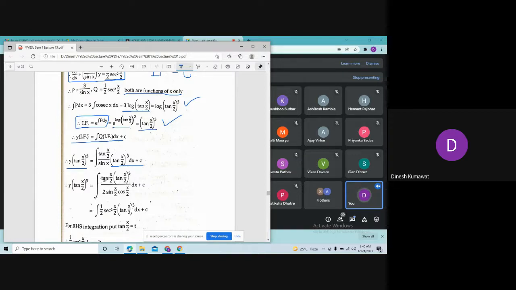See, I can write tan x by 2 upon cos x by 2. So one sin x by 2 gets cancelled. So we are left with 1 upon 2 cos square x by 2, which can be written as 1 upon 2 sec square x by 2. And you keep this term as it is over here into dx plus c. Now this is a little bit complicated one, right?